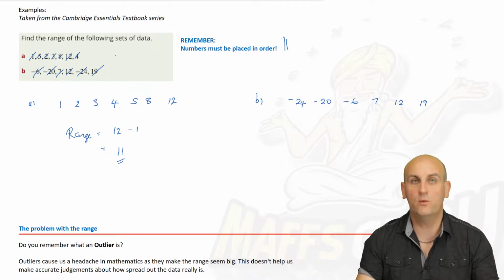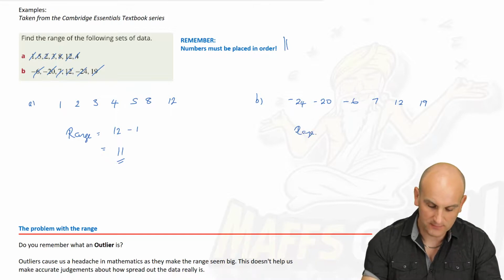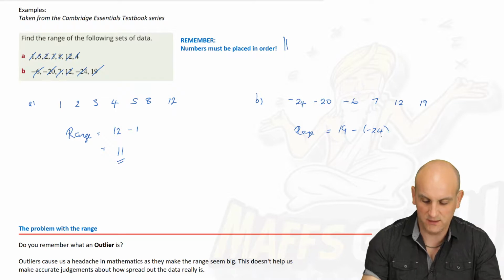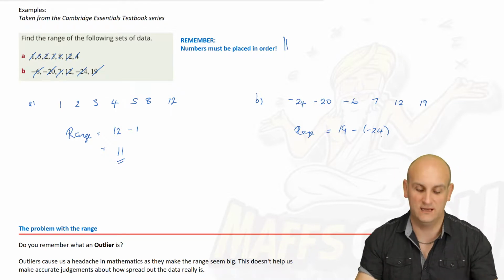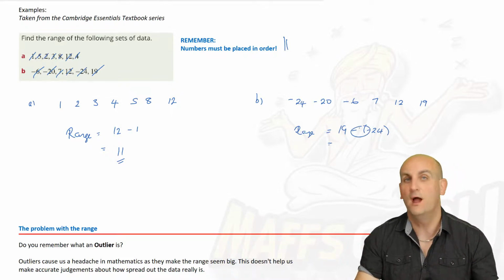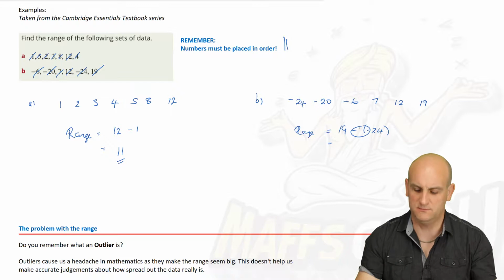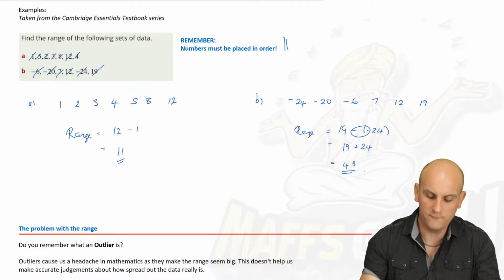And ladies and gentlemen, what is my range? Well, it is the difference between the highest number, which is 19, subtract the lowest number, which is minus 24. Now again, depending on how good you are at maths and negative numbers, you've probably noticed there that we have a minus and a minus together. And when we have a minus and a minus together, it becomes a plus. So that's actually the difference between 19 plus 24, which gives me a range of 43.